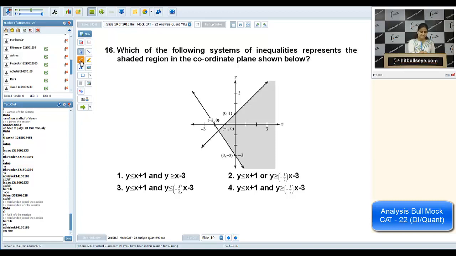Now question number 16, it was a very easy question. No need to calculate anything. Since we need the shaded region only, I'll take any point from the shaded region. The easiest point is 0, 0. As you can see, 0, 0 is in the shaded region. I'll put 0, 0 in every option. If it is satisfying both these equations, then that will be the answer in this case.